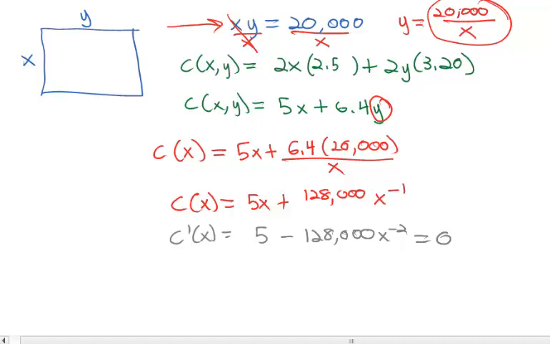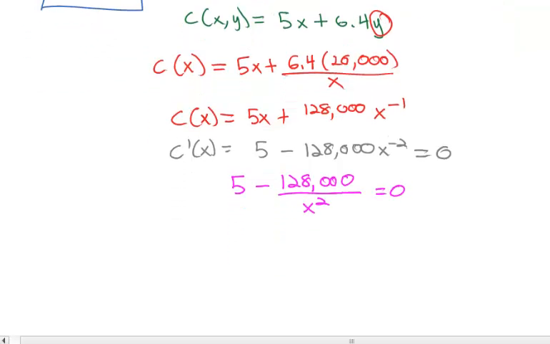I want to notice that x to the negative 2, that's really 5 minus 128,000 over x squared equals 0. And we should be getting pretty good at recognizing that those fractions are going to be really inconvenient. So we're going to clear the fraction by multiplying each term by x squared. That gives us 5x squared minus 128,000 equals 0, since 0 times anything is 0.